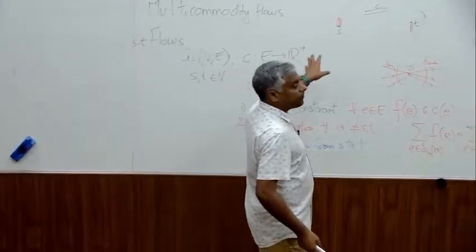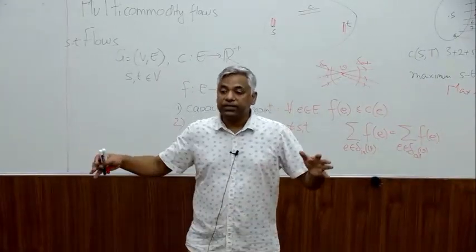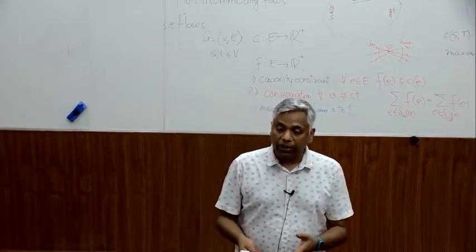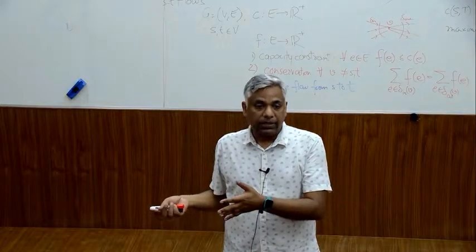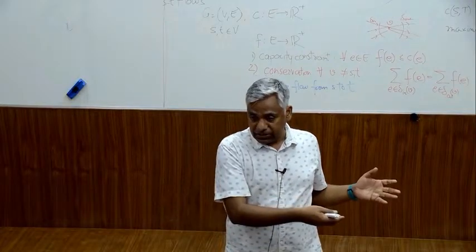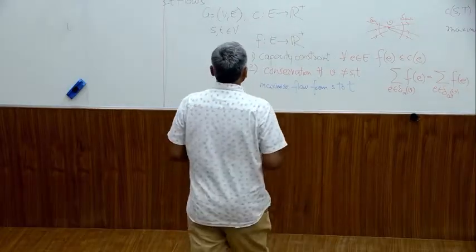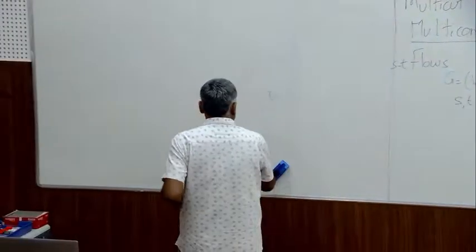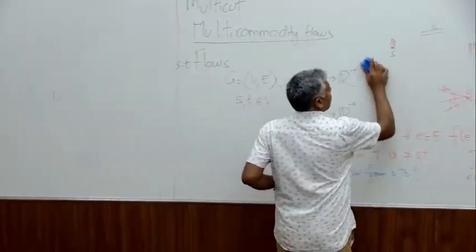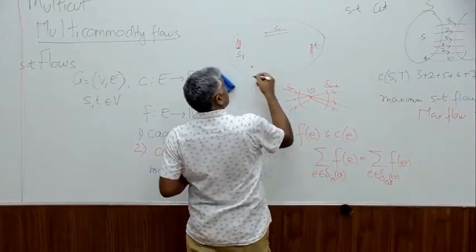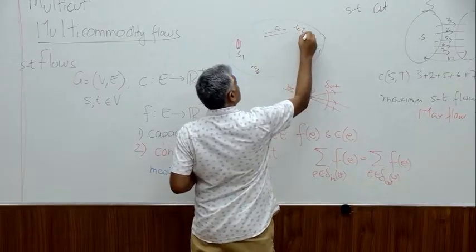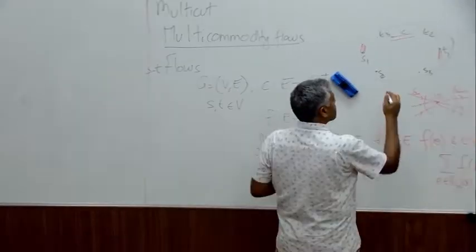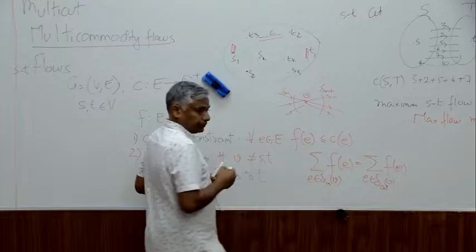Traffic doesn't just go from one place to another. It goes from many places to many other places. This is not just road traffic, we are also talking about internet traffic. There will be many sources in the network and many destinations. That brings us to the setting of multi-commodity flows. So I'll start making changes here: S1T1, S2T2, S3T3, and so on. Many pairs, maybe SKTK also. K pairs.